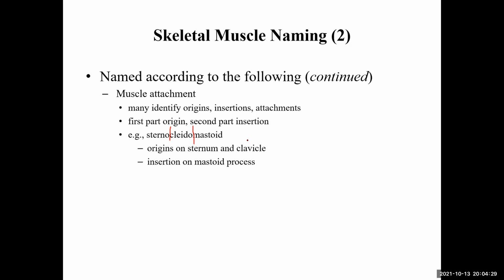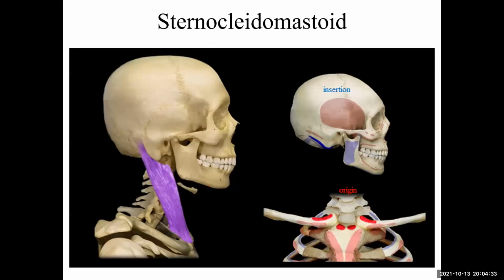That'll be the more movable portion. So when we see this muscle right here, you can see the clavicle, and the sternum is down here. That's going to be the origin. And then your insertion point is going to be back here, in the mastoid process. So this muscle is going to be responsible for movement of your head and neck. But the name of it tells you where it's attaching.